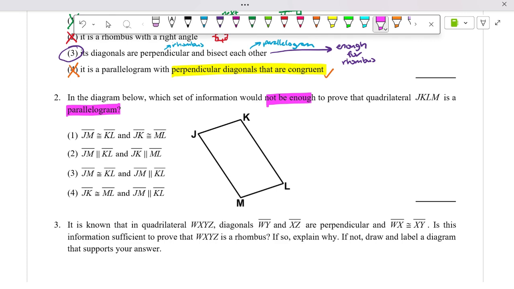So let's go through these together. Now, I'm going to do a lot of marking and erasing, okay? So you may not want to mark until we go through it together, okay?